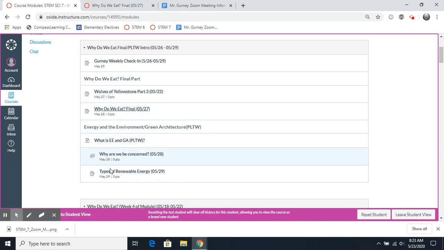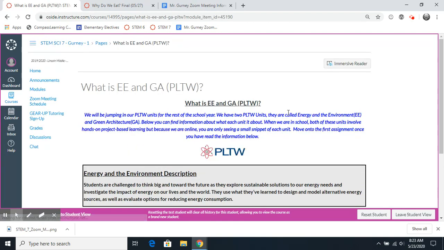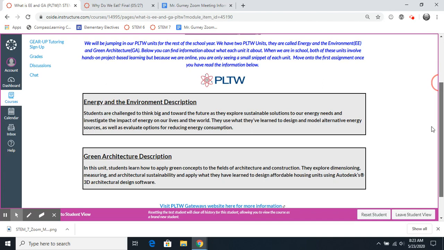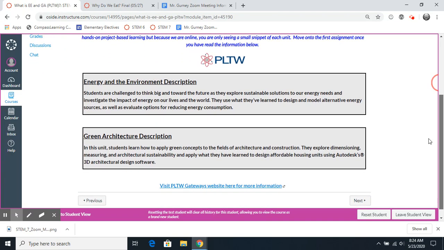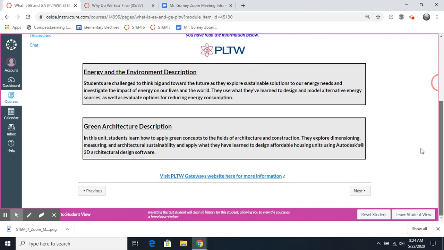And then on Thursday and Friday next week, we are going to be introducing our PLTW unit called, it's actually 2 units put together, Energy and the Environment and Green Architecture. And if you start by clicking on what is EE and GA, it'll give you a definition of what each unit entails. Now these units will be significantly shorter and will not include many of the projects that we used to do just because we're online and because we only have a short amount of time left. So go through and read this. You don't have to do anything on this page.